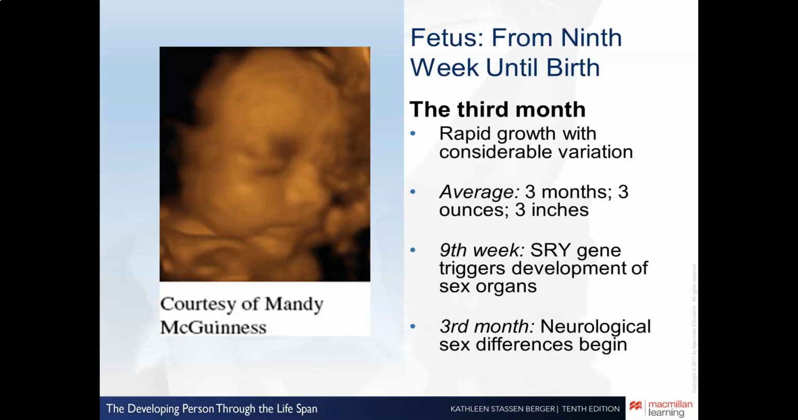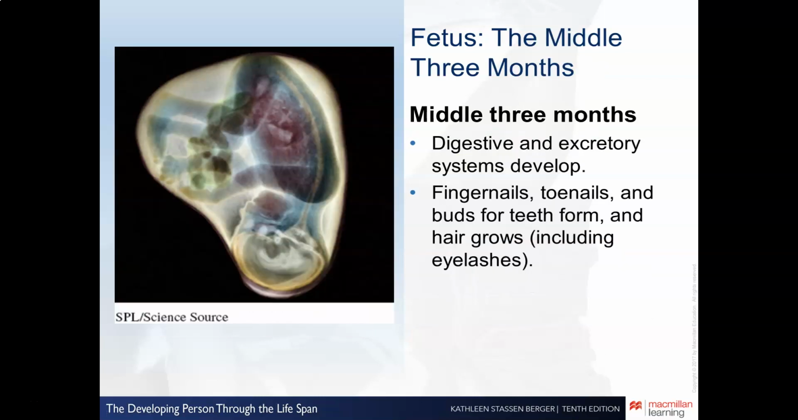So here's an actual photo of a fetus. And you can see how well developed it is. The face, the eyes, the nose, everything. It's pretty rapid growth through that. So we'll move on. The middle 3 months of the fetus, that's when the digestive and excretory systems develop. That's when the individual starts to develop fingernails, toenails, buds for teeth, and hair grows, including eyelashes.